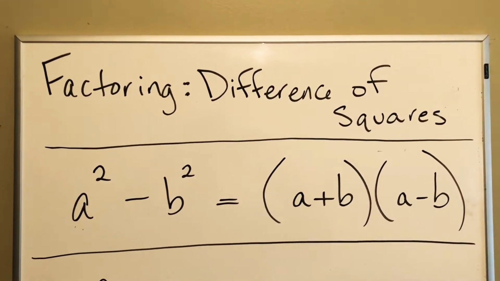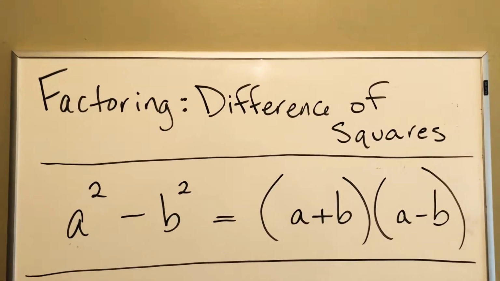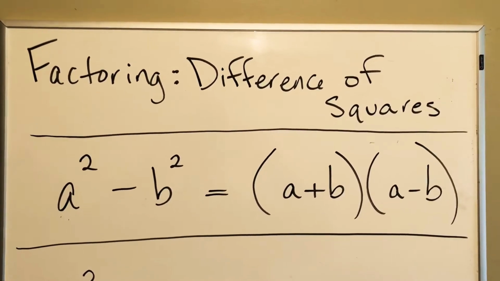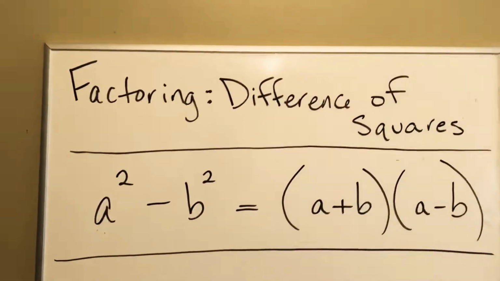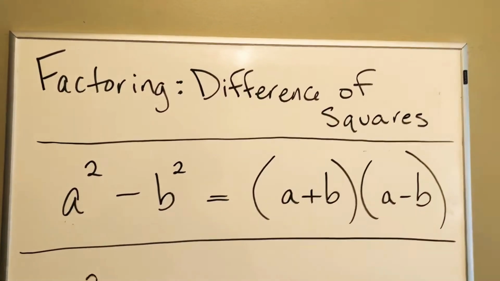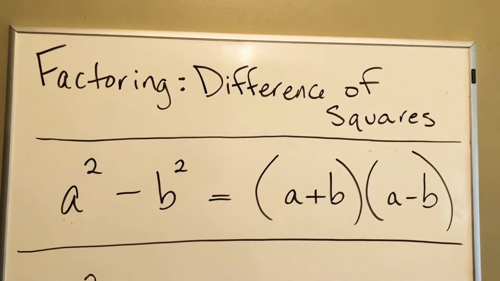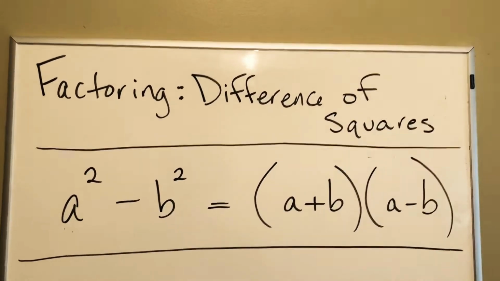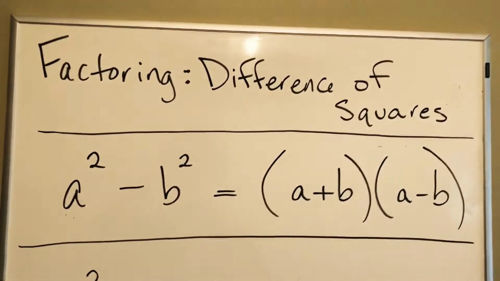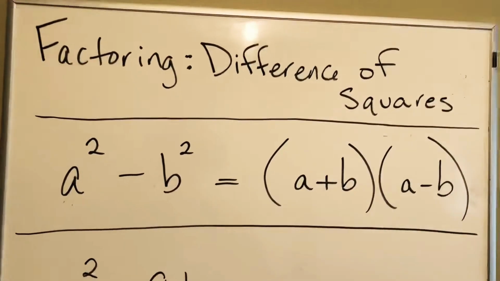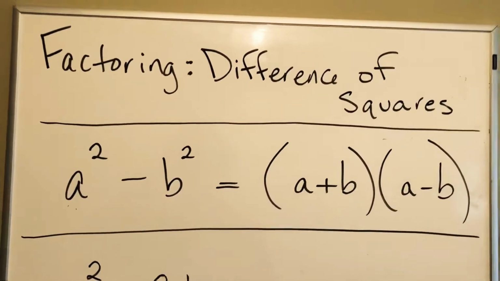Let's factor the pattern known as difference of squares. In section 9.3, you learned that the product of the binomials a plus b times a minus b always results in a squared minus b squared. Now we're going to flip that on its head. We're going to take an expression defined as a squared minus b squared, and we'll factor it into the format a plus b times a minus b.